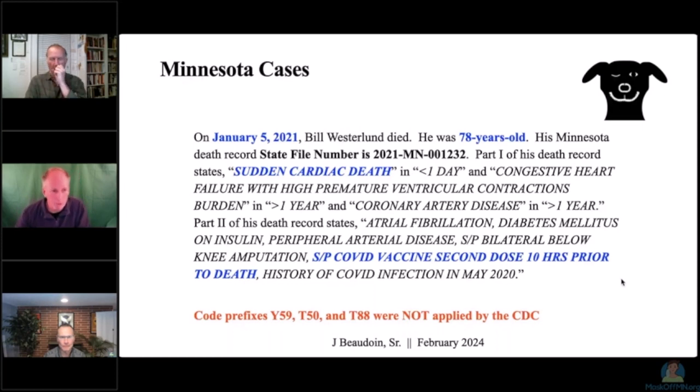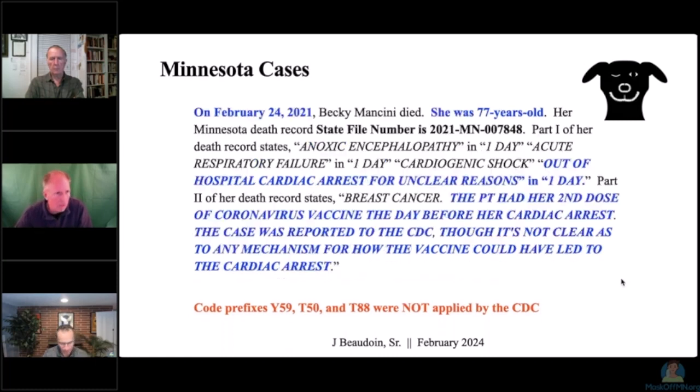All right. January 5th, 2021. Think about that, okay? The vaccine just came out, right? This is early January of 2021. He was 78 years old, died of sudden cardiac death, and on his death certificate it says SP COVID vaccine second dose 10 hours prior to death. So the prefix is Y590. Well, Y59 is a prefix, but Y59.0 is viral vaccines. And T50 and T88, I don't remember. T50 is another immunization medicament kind of thing. T88.1 is other complications following immunization not elsewhere classified. It's a generic immunization kind of code for death. They were not applied.